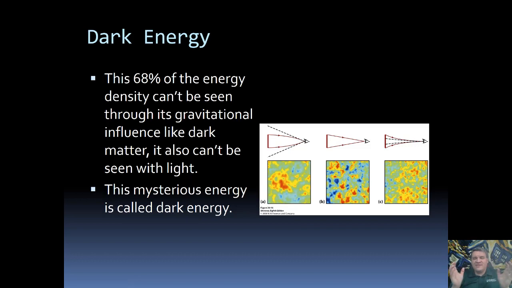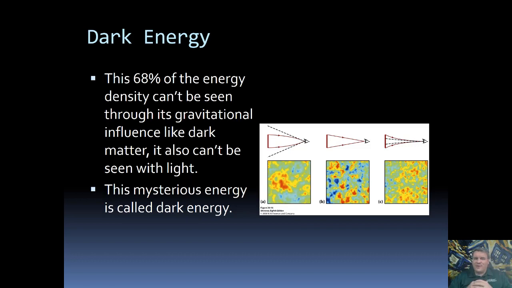So this 68% of the energy density of the universe, we can say a couple of things about it. One, it doesn't give off light. If it was 68% of the universe and it gave off light, we would see it. Also, it does not have a gravitational influence. If you remember, the reason we know about dark matter is because of its gravitational influence on the stuff we can actually see. And if there was 68% of everything that had a strong gravitational influence, again, we would absolutely see it. So it doesn't have a gravitational influence like dark matter, and it does not give off light or interact with light like normal matter.